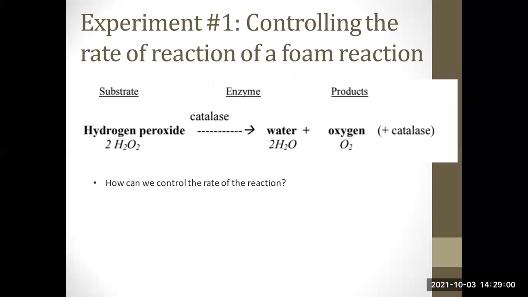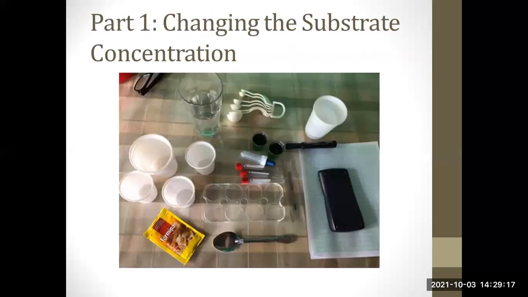And the rate of reaction, we will be measuring it by the amount of oxygen that is being released, which will be represented by the foam. So we will measure the foam with a ruler in the test tube, and that will be a proxy for the rate of reaction. Okay, so first, these are the materials that I used.